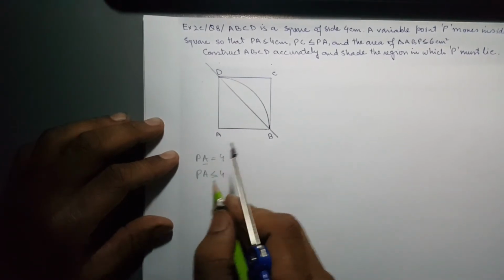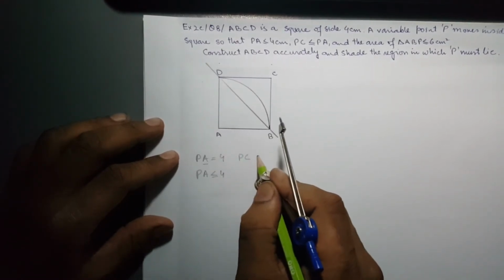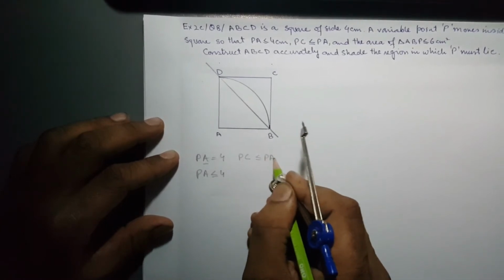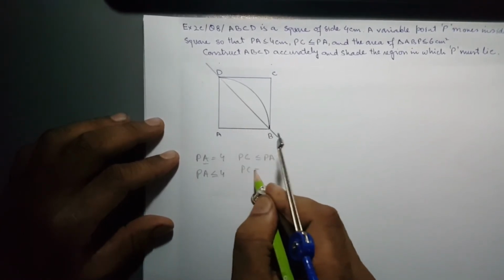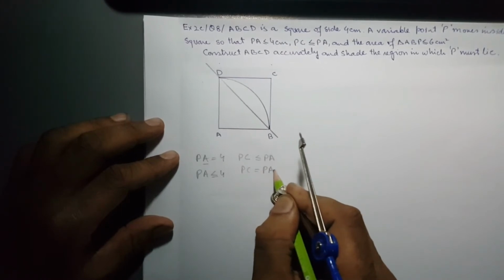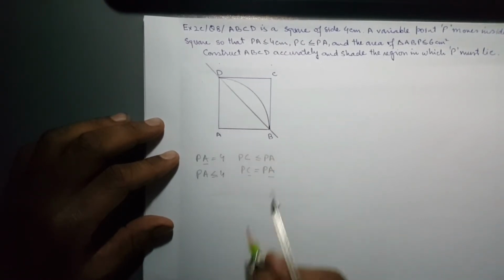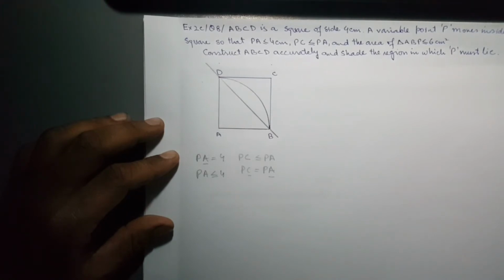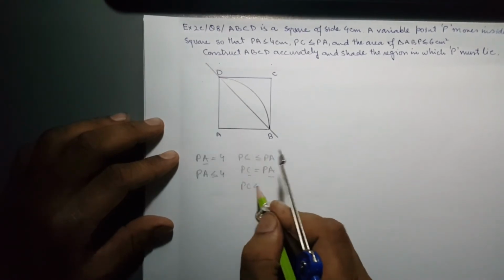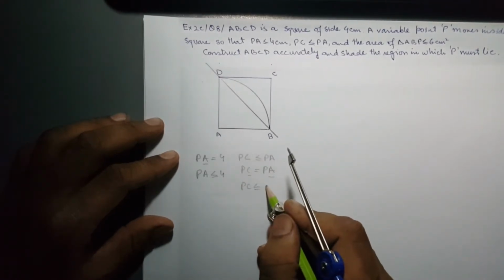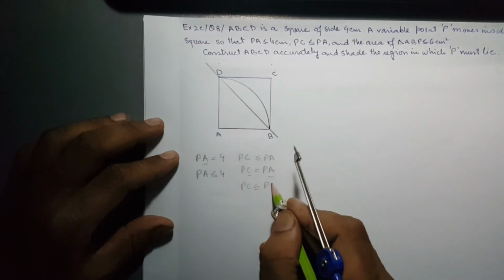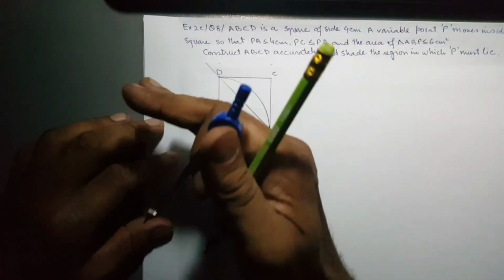Now PC is less than or equal to PA. We will put an equal sign. C and A are the fixed points. Think about the locus. The distance of P from C and A is equal. So this one is a perpendicular bisector of A and C, already drawn. And we will remain close to C, inside the circle and close to C.